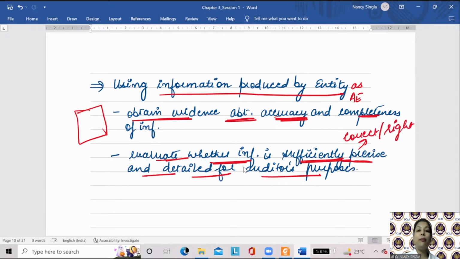है ना? तो कोई भी information which has been produced by the entity, उसको use करने से पहले as an audit evidence, auditor will obtain audit evidence about the accuracy and completeness of information, कि accurate है या नहीं, complete है या नहीं, and whether that information is correct, sufficiently precise and detailed for the auditor's purposes. तभी तो auditor is going to use that as an audit evidence. So this was about what? Information produced by the entity, right?